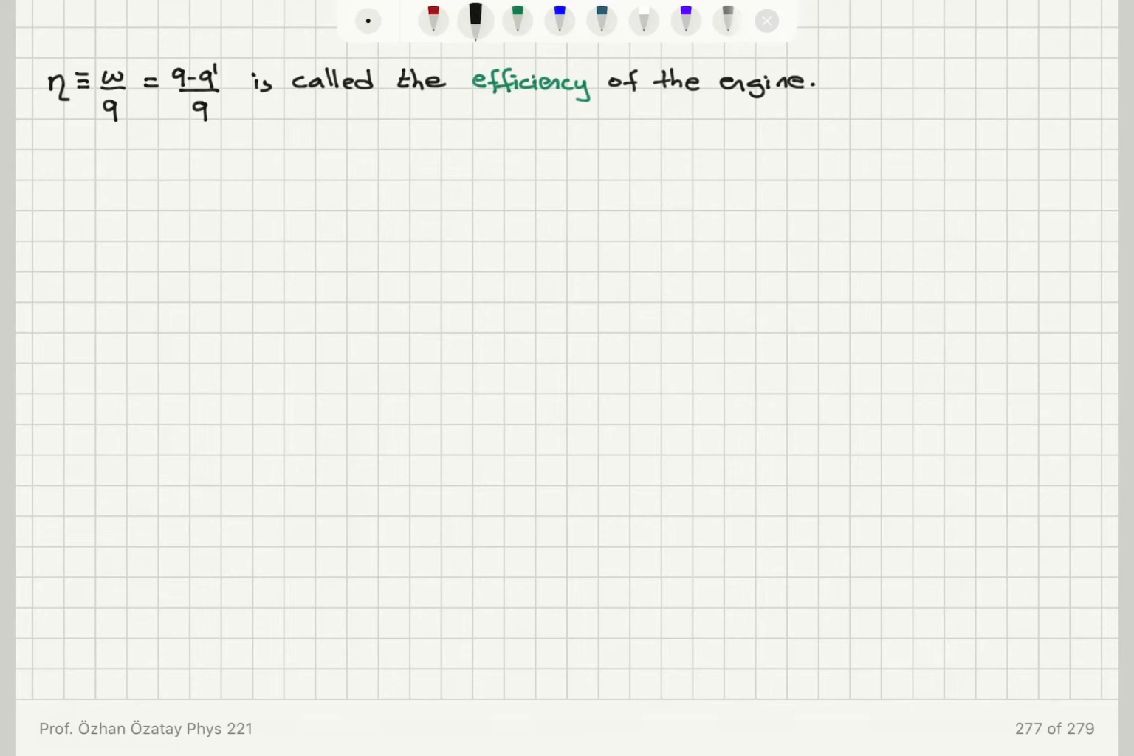And as you can see, the efficiency of the engine has a maximum value which is T minus T prime over T. This is the theoretical upper limit on the efficiency of the engine. Theoretical upper limit.